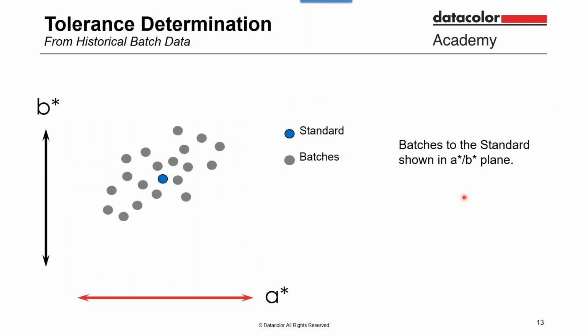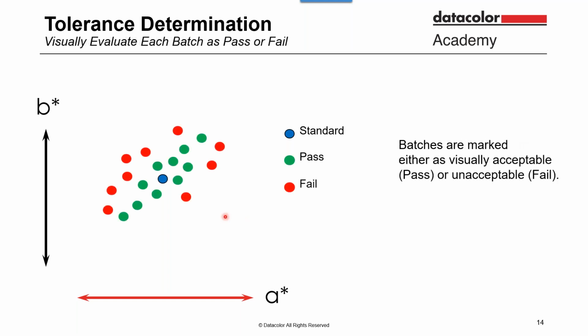Okay, how do we determine tolerances? One way is from historical batch data. You can get measured colors and see where the samples fall, and you can say whether it's a pass or a fail. So here I have a standard measured, and I have a bunch of batches measured, and this is just in the a-b plane. We're forgetting about the lightness for now. One thing we can do is visually assess them. In this case, the samples in green I've said are pass, or acceptable, and the samples in red I'm calling a fail, or unacceptable.